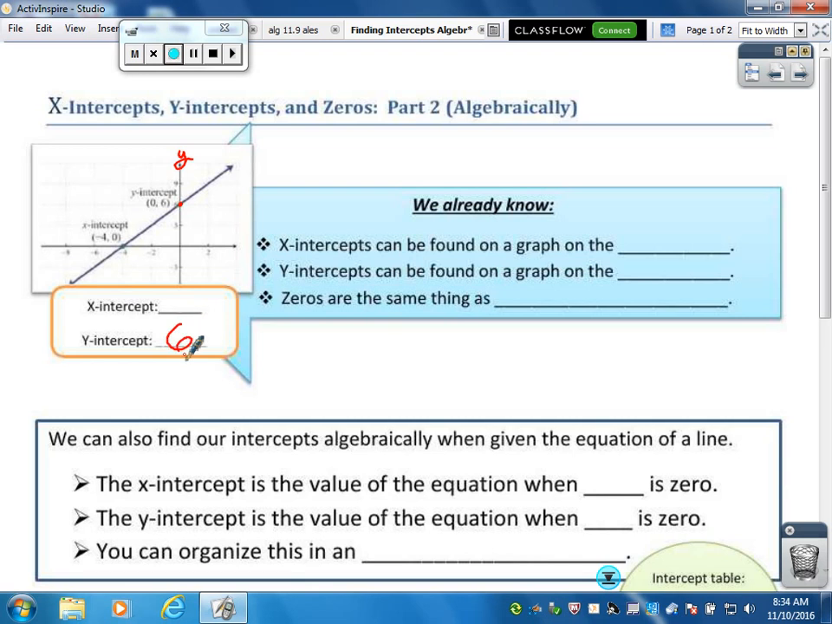When you're graphing in slope-intercept form, that's the point we're always looking for to start at so that we can build our slope off of that. So I kind of skipped ahead here. Y-intercepts can be found on the graph on the y-axis. Goes in that blank.